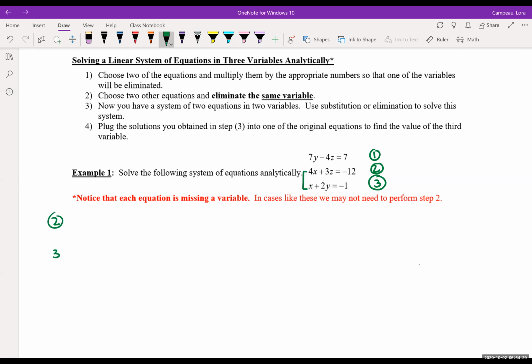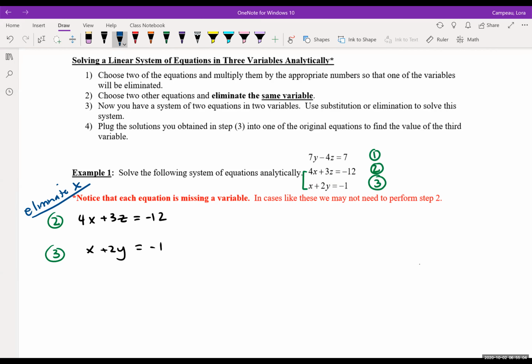Whenever I'm showing the work for this, just to make sure that I don't skip any steps, I'll write them off to the side. So I have 4x plus 3z equals negative 12, and x plus 2y equals negative 1. The first thing I'm going to do is decide which variable I'm looking to eliminate. I usually write a little note to myself, like, who am I eliminating? In my case, I'm eliminating x. That way I don't get confused later.